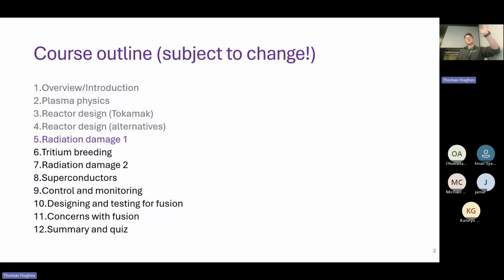So here's where we're at on the course. We just rearranged tritium breeding, which would have been today, but Charlotte's not around. So we just swapped that. It might be a nice break between the radiation damages anyway.